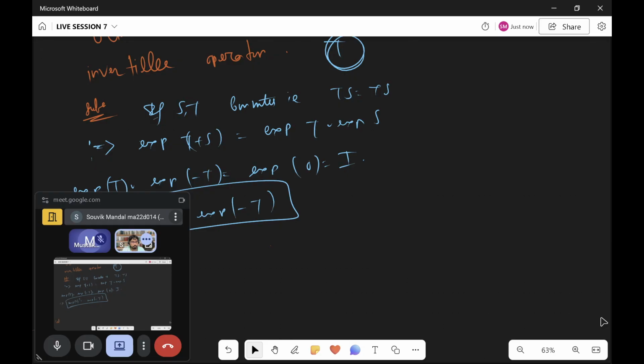Let V be a normed space and T belongs to B(V). Define f from B(V) to B(V) by f of T is equal to T square. Okay, then which of the following is correct?